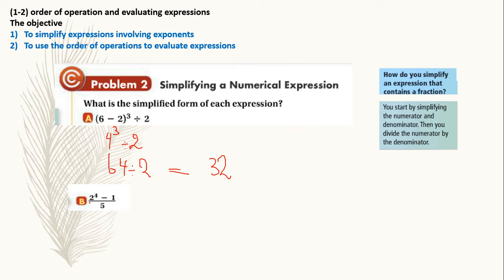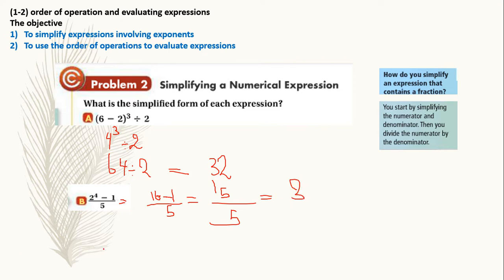Now, we will do what we have in the denominator first, and then we will see if we can simplify it. So 2 to the power 4 will give you 16. So that is 16 minus 1 over 5. So 16 minus 1 is 15 over 5. So 15 over 5 is 3. That's how you simplify it.